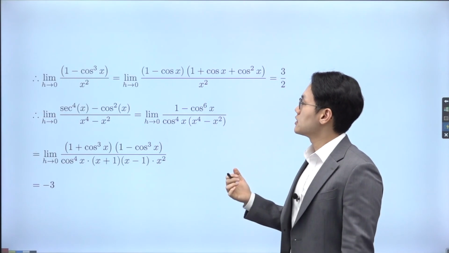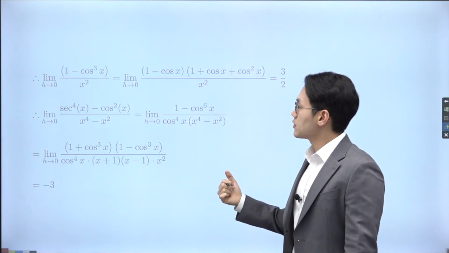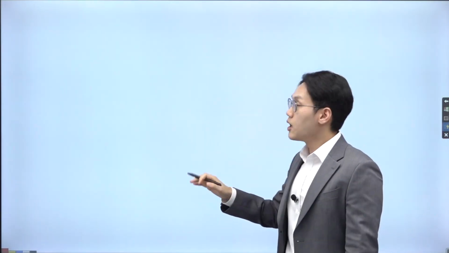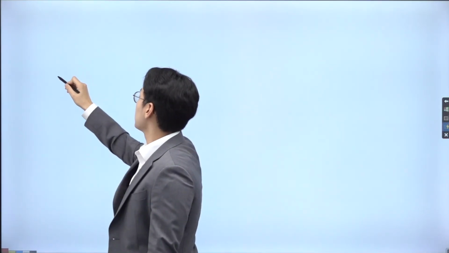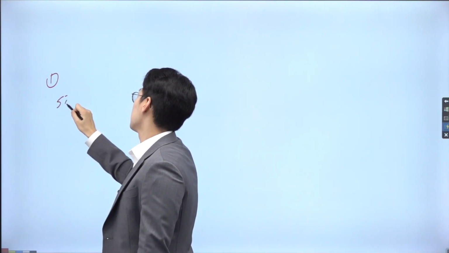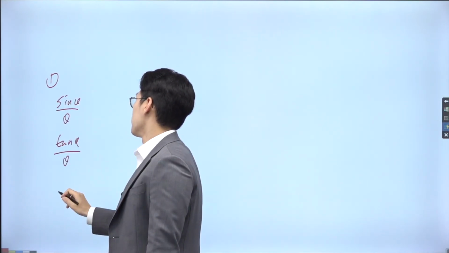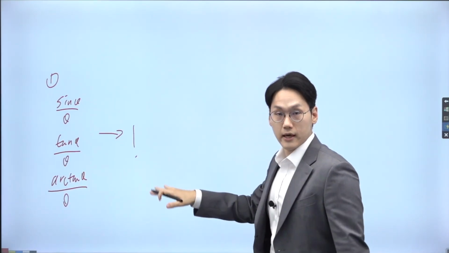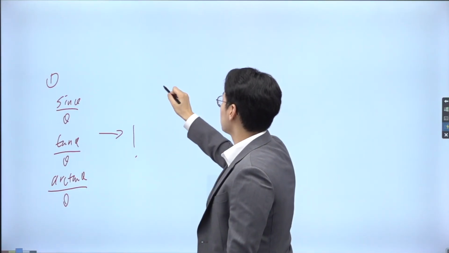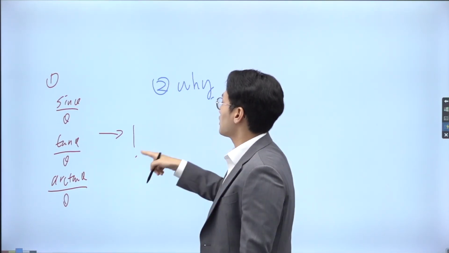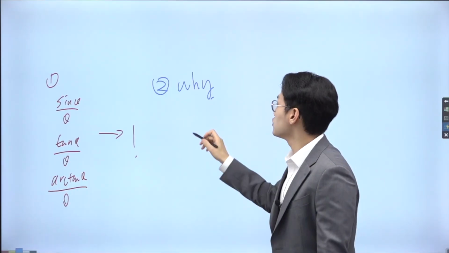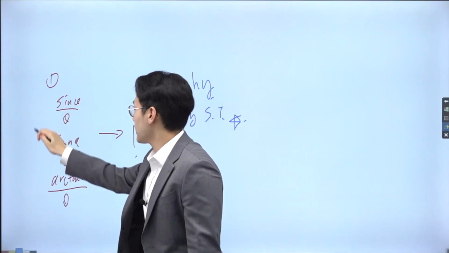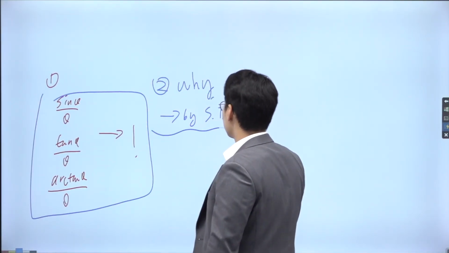So here's my tip for you. Please memorize two things, all right? The first thing is that sine theta over theta, or tangent theta over theta, or arctangent theta over theta, they all converge to 1. But not only that, I demand you to know why. Why do they converge to 1 without using differentiation? Only by the squeeze theorem, the sandwich theorem. If you get to know why they actually converge to 1 using the sandwich theorem, it will be brilliant.